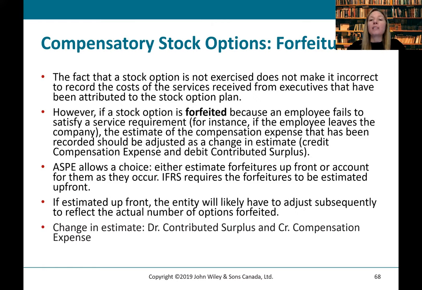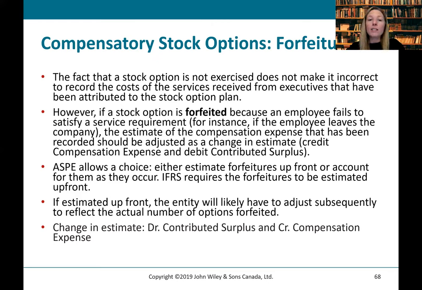The fact that a stock option is not exercised does not make it incorrect to record the cost of the services received from executives that have been attributed. So even though 80% of the options were forfeited, we still didn't change the compensation expense that went through the income statement. However, if a stock option is forfeited because an employee fails to satisfy a requirement, for instance, if they quit the company, then the estimate of compensation expense needs to be adjusted. And the entry would be between reducing the compensation expense and reducing the impact on contributed surplus.